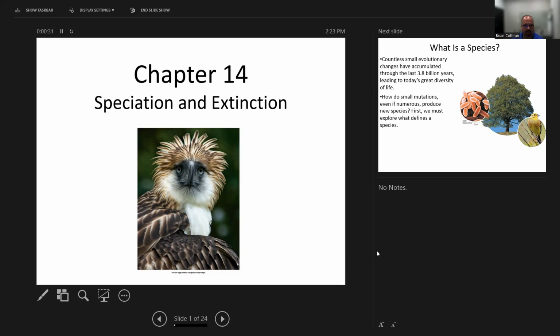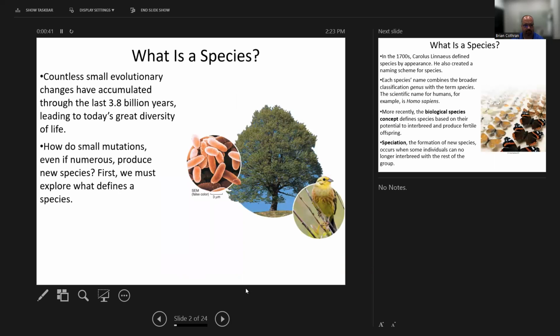So chapter 14, again, talks about evolution and speciation and extinction. And we've already touched on it a little bit here as far as how that works. And we said roughly 3.8 billion years ago is when life began on Earth. And obviously we've had a lot of things go on in that time, mutations, things like that, and how does it produce new species? And first, it says we must explore what defines a species.